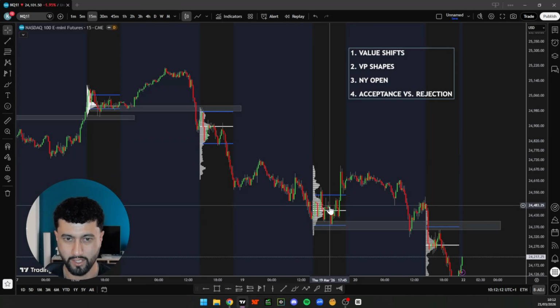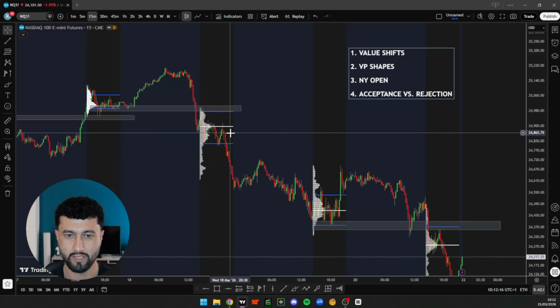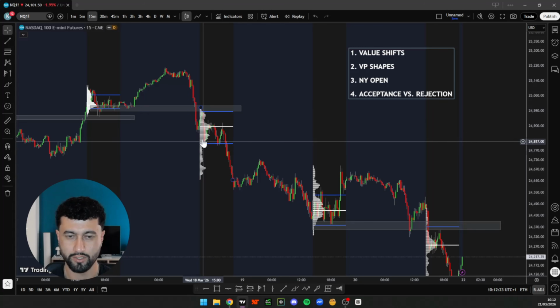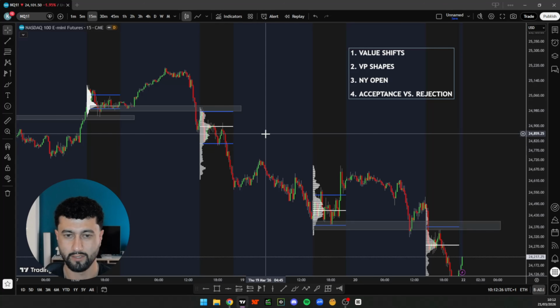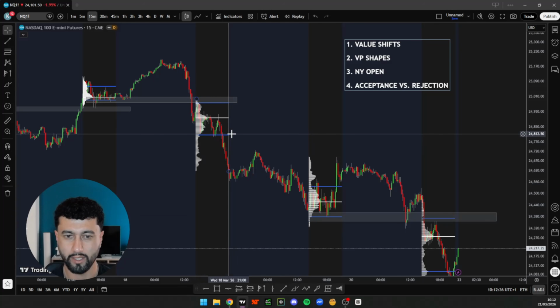On the next trading session, we know that the value has shifted lower on this day from the previous day, which is a bearish sign. The volume profile shape is a little bit of a P shape, which is a bullish sign. So we're not really sure yet as we are having mixed signals. But where is New York opening? New York is opening way below the value area low. So we already have two bearish signs.